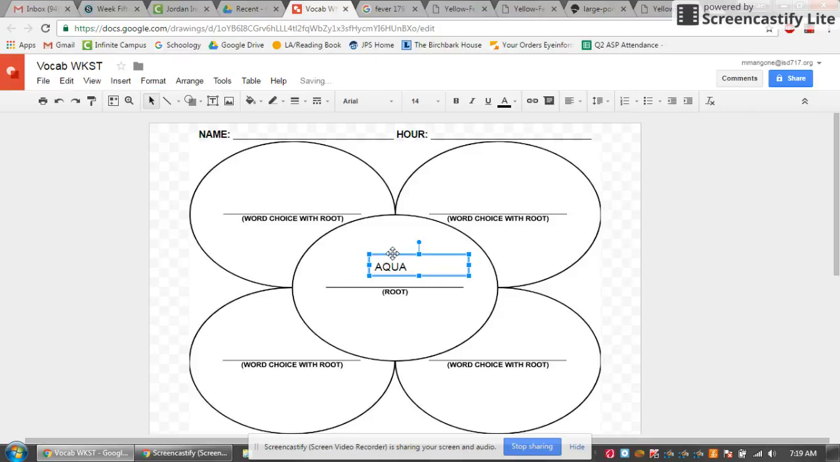You'll be handwriting yours. And then you need to identify 4 words that use aqua as their root. You could think of ones that you know. You could ask people in the room. You could look through your literature books underneath you. Here is an example that I know off the top of my head: aquarium. And then you would find 3 more.